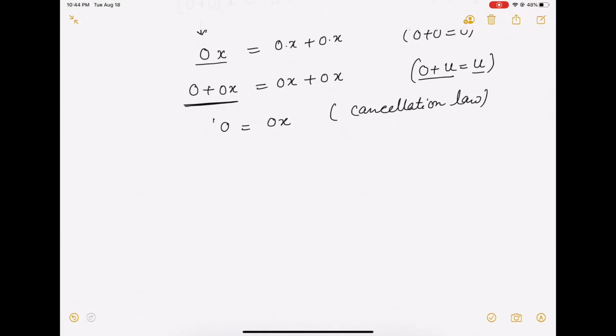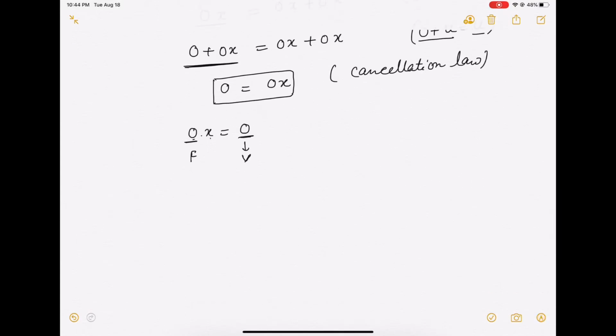So this is the first property. That means when 0 is applied on x, we get 0. Remember, this 0 belongs to field, but when this is operated on an element of vector space, we get 0, and this 0 belongs to vector space V. So this is a vector element and this is a field element.